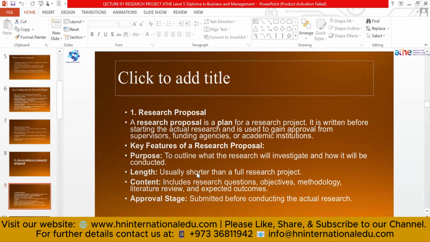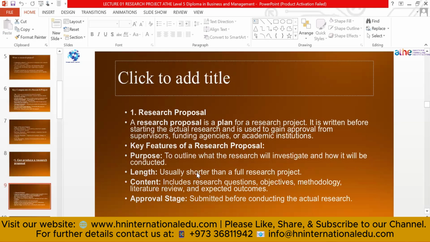Before working on a thesis, you need to submit a research proposal. What is a research proposal? It is a whole-picture view of the thesis, like a summary version of your thesis, that's called a proposal. It is written before starting the actual research and is used to gain approval from the supervisors, funding agencies, or academic institutions. Like if you're at bachelor's or master's level or any other, you need to first submit the proposal, and then once it is accepted, only then you can conduct the research. And many supervisors literally just fail you because of the proposals, and you cannot pursue the thesis further.